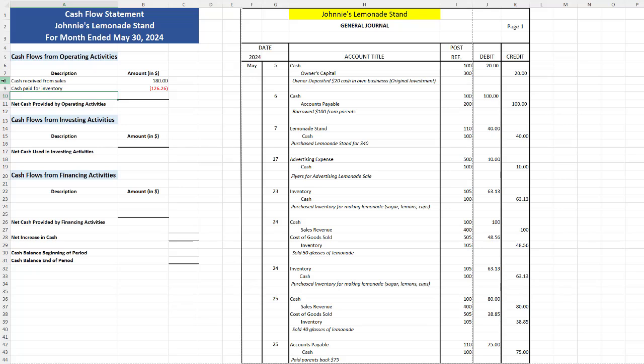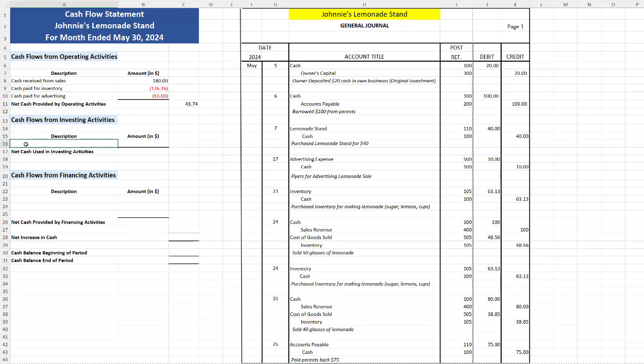Expenses are part of operations. Johnny had one expense during the period, and that was for advertising. He paid $10 in cash for his advertising. The expense was also an outflow of cash. I will add the description and the amount. I will enter an Excel formula to compute the net cash provided by operating activities by taking the cash received from sales minus the amounts paid for inventory and advertising.